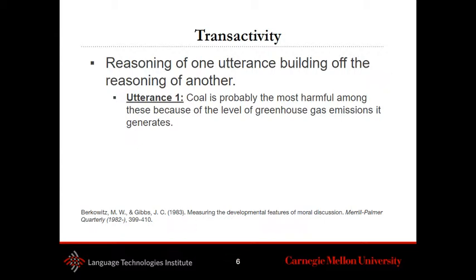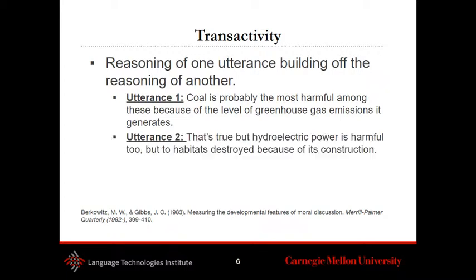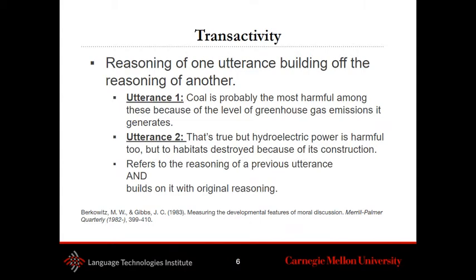And here's an example from an environmental sciences unit. A student has expressed a proposal related to using coal as a form of energy in a city, and another student has responded by partly agreeing with that, but challenging it and extending it in two different ways. And this meets our requirement because it refers to the reasoning in a previous utterance and does it by building with its own original reasoning.